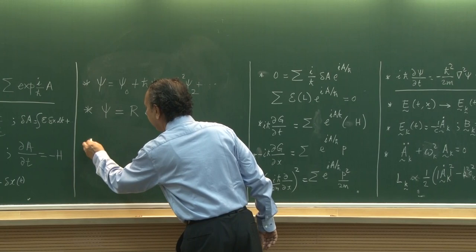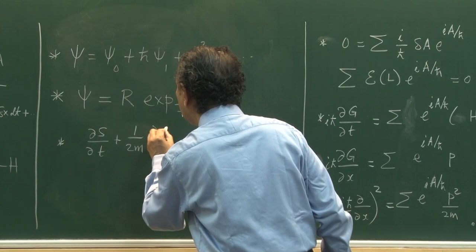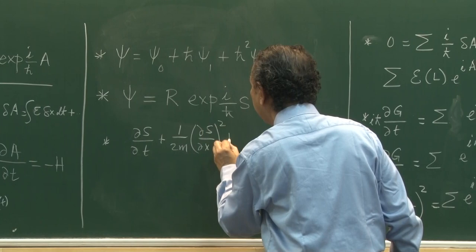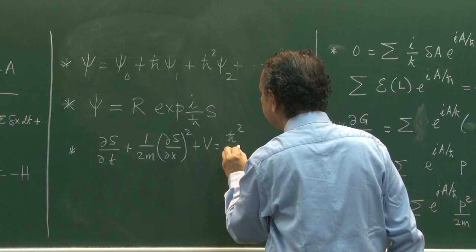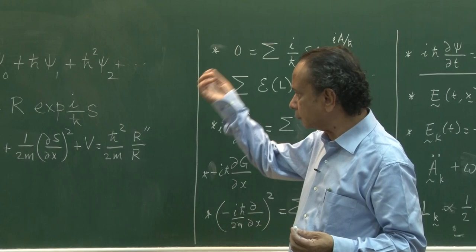First, you will get ds by dt plus 1 by 2m ds by dx the whole square plus V equals, you will get something which is h cross square by 2m r double prime by r. Prime denotes derivative with respect to x and dot will denote derivative with respect to time.